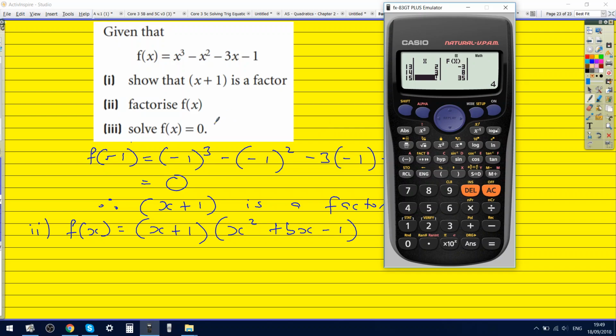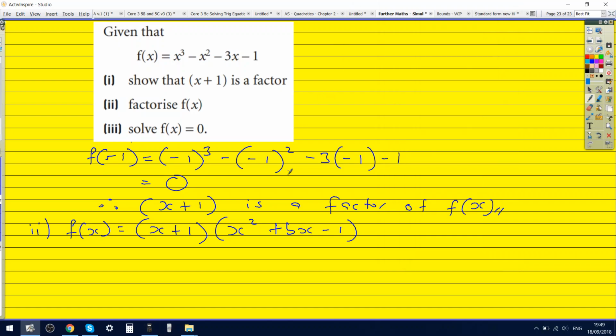So part 3, solve f of x equals 0. So where is the f of x 0? F of x is 0 when x is minus 1. Okay, we didn't get lucky. Let's do this bx method.